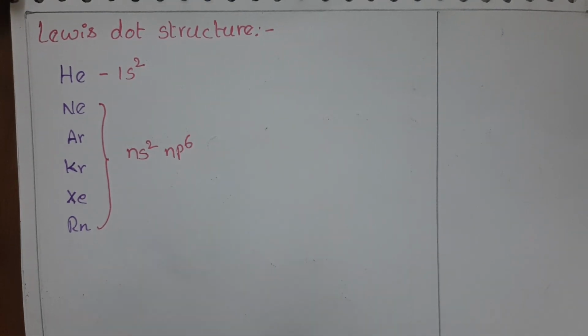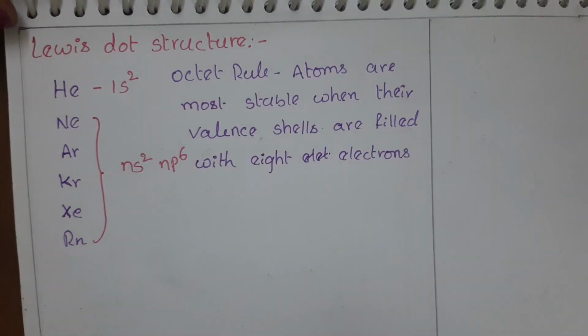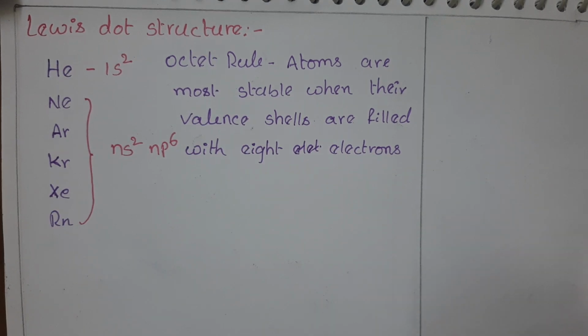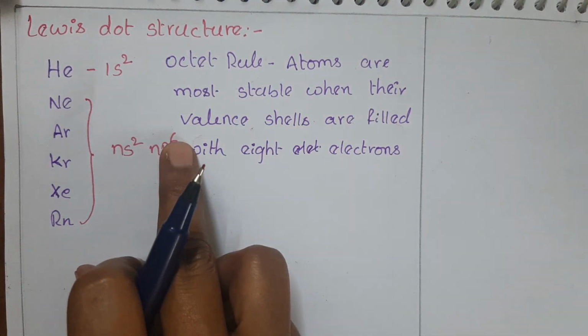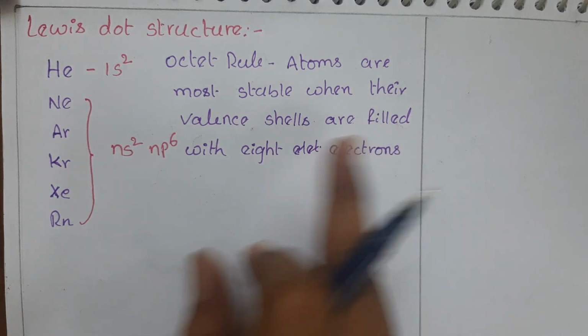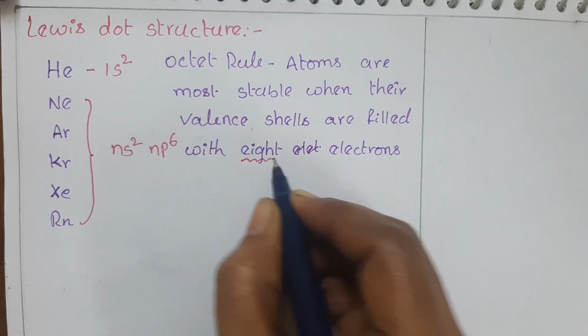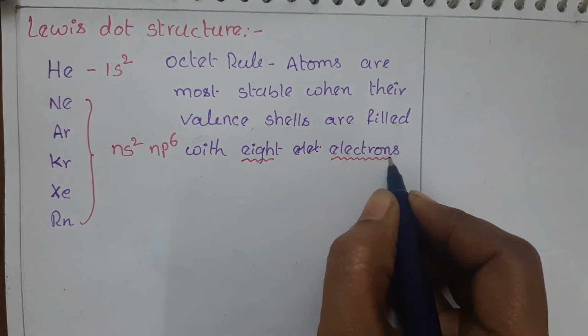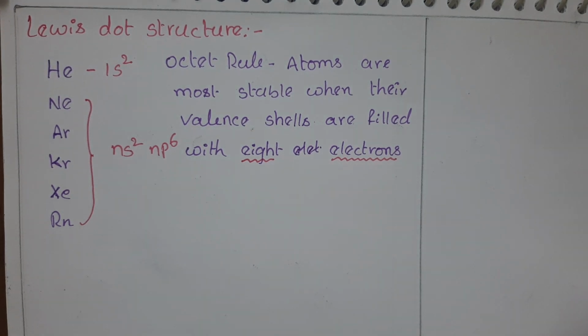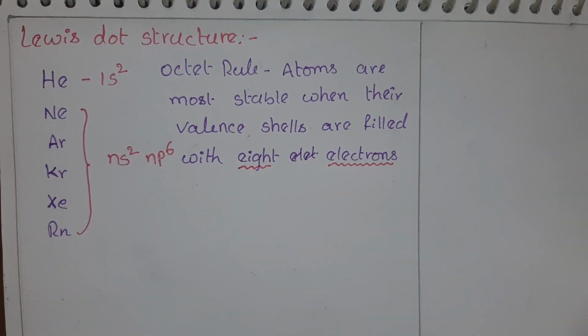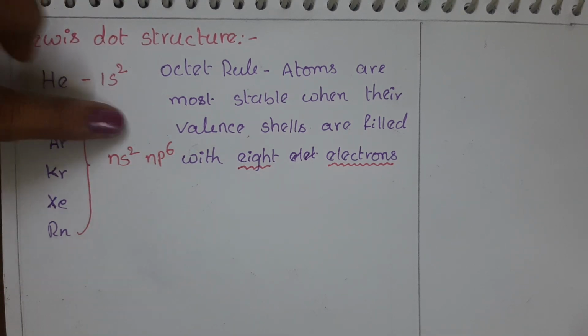So what is meant by the octet rule? Let's see here. So this is the octet rule. Atoms are most stable when their valence shell is filled with 8 electrons. If any element contains 8 electrons in its valence shell, it is most stable. So this is the conclusion given by Lewis by proposing the octet rule.